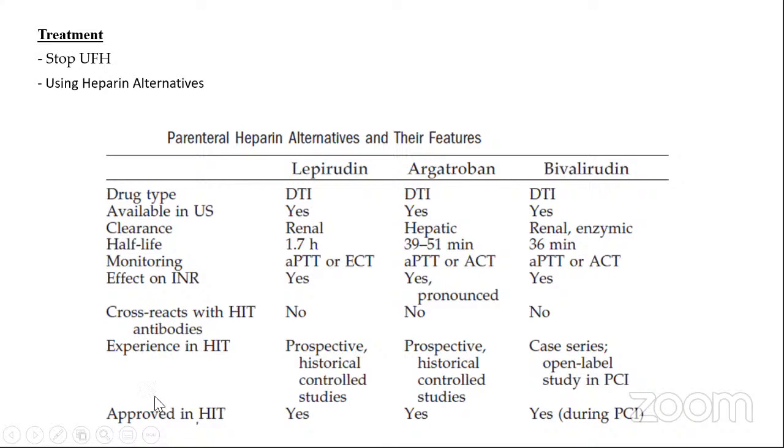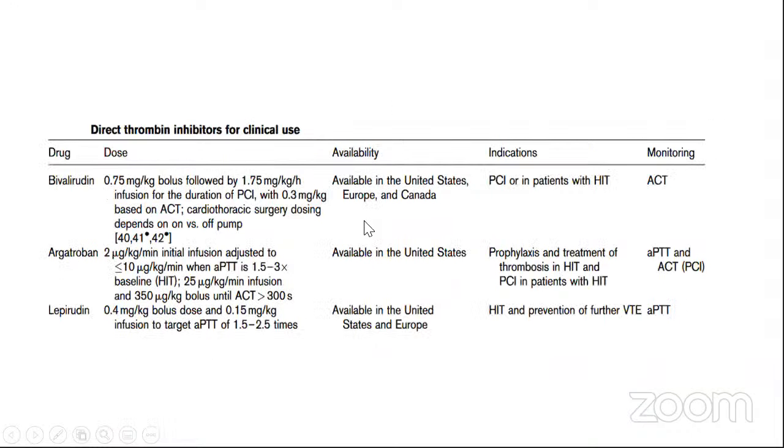And they are all approved to be used in HIT. So we need to focus more on bivalirudin and argatroban. So what's the dose for bivalirudin? It depends, as it can be used for PCI as well. So this is the dose for PCI: 0.75 milligram per kg bolus, followed by 1.7 milligram per kg per hour. This is for PCI, okay?